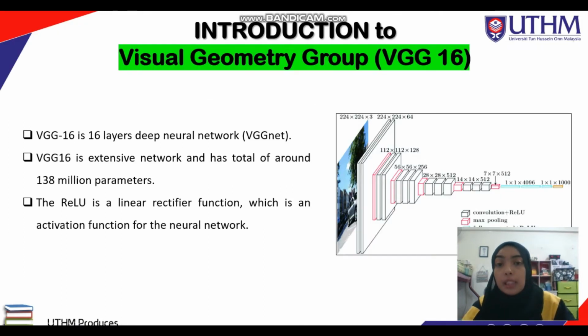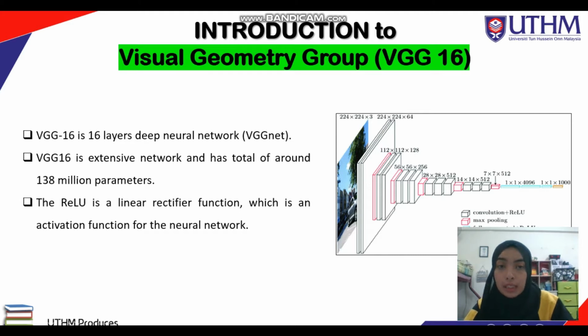Actually, VGG means Visual Geometry Group. The number 16 refers to it having 16 layers that have weights. VGG16 is also known as Oxford Net, and it has a total of around 138 million parameters.